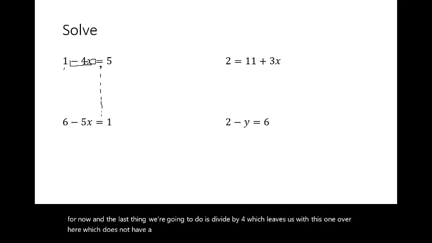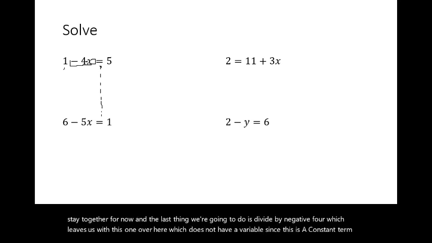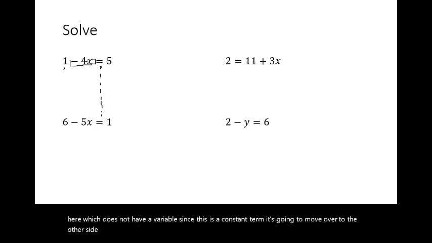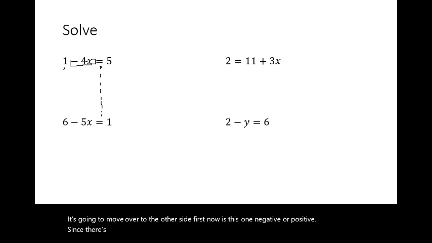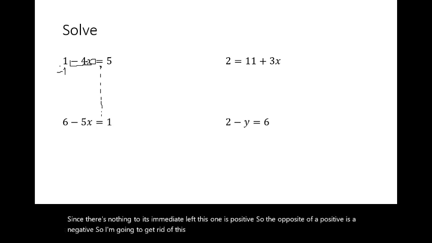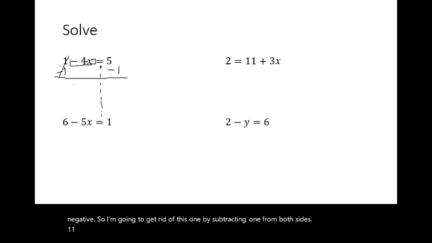Since this is a constant term, it's going to move over to the other side first. Now, is this 1 negative or positive? Since there's nothing to its immediate left, this 1 is positive. So the opposite of a positive is a negative. So I'm going to get rid of this 1 by subtracting 1 from both sides. 1 minus 1 is 0, leaving you with -4x equals 5 minus 1 is 4.